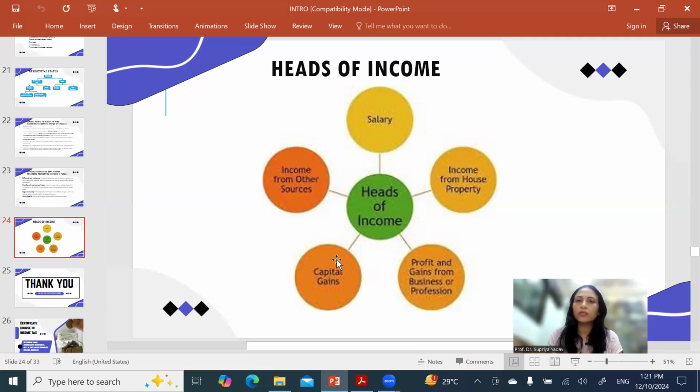What are they? First one is salary, then income from house property, next one is profits and gains of business and profession, then fourth one is capital gains, and fifth one is income from other sources. These are the only 5 heads of income in income tax, and whatever income you earn is classified under these 5 heads only.